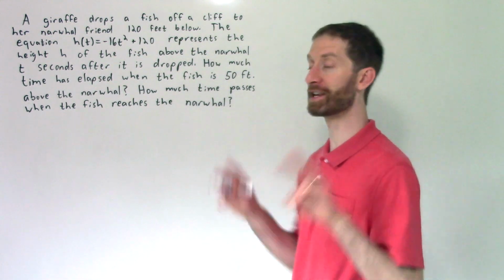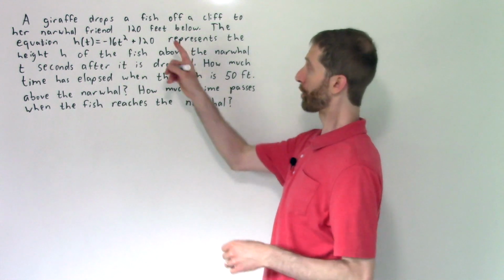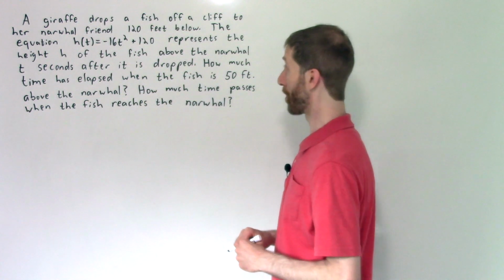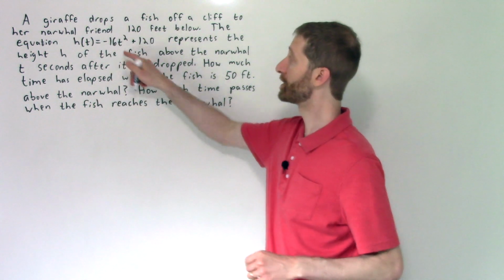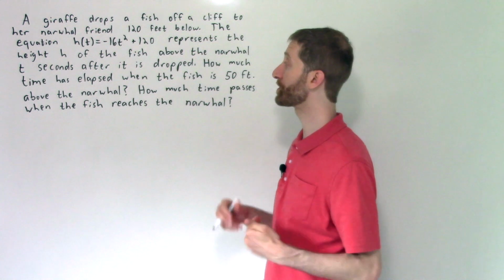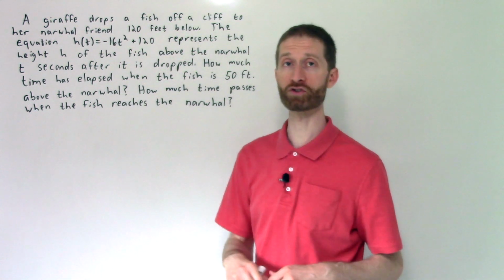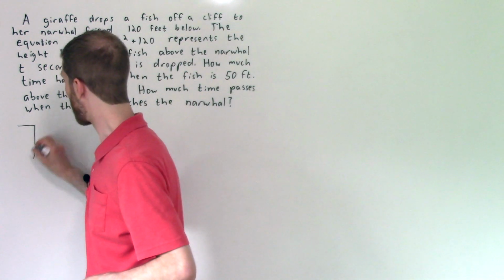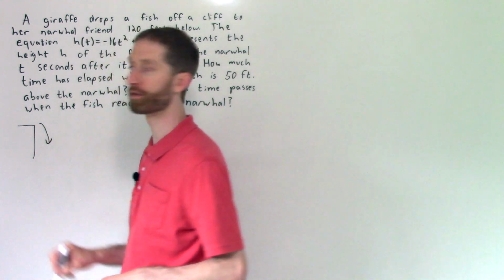It's one of those word problems in name only that if we just read a little bit, it's telling us a lot of backstory. A giraffe drops a fish off a cliff to her narwhal friend 120 feet below. Interesting. The equation h of t equals negative 16t squared plus 120 represents the height of the fish, h, above the narwhal t seconds after it is dropped. So all of this basically says that this equation gives you the height that this fish is at any time as it does its descent off of this cliff.